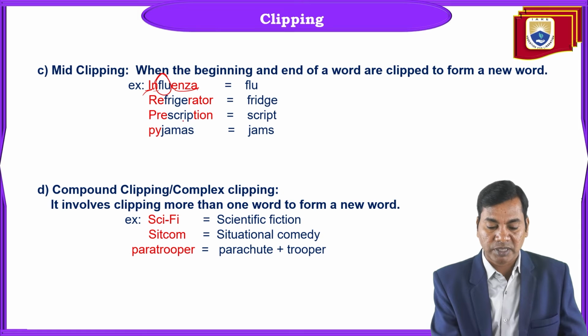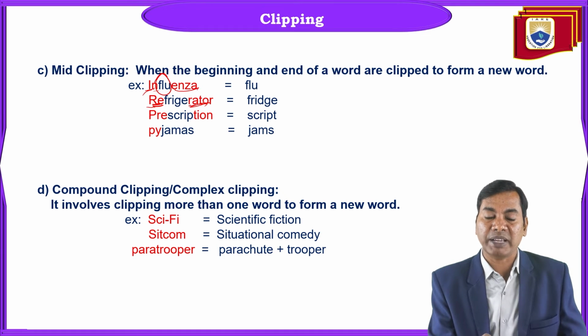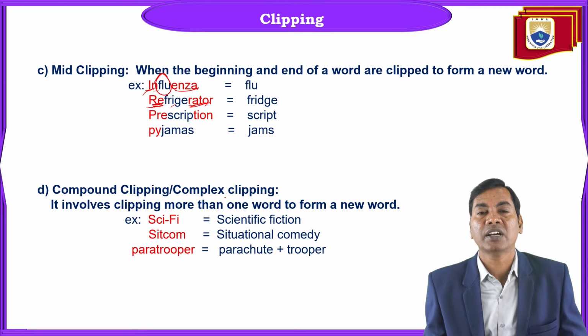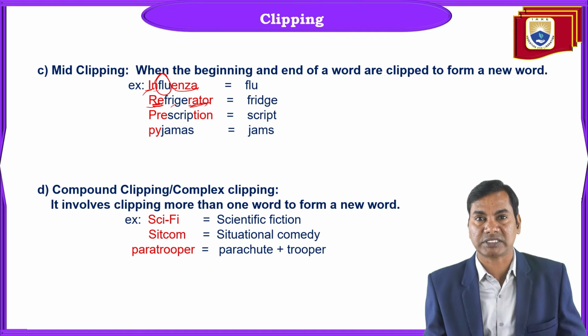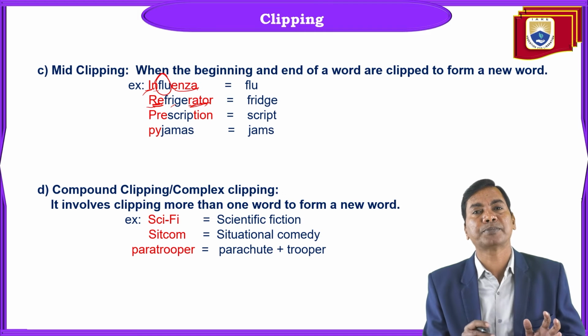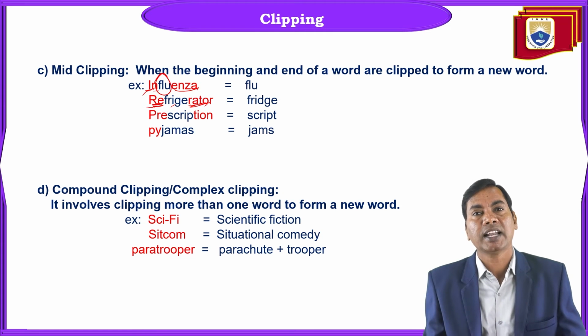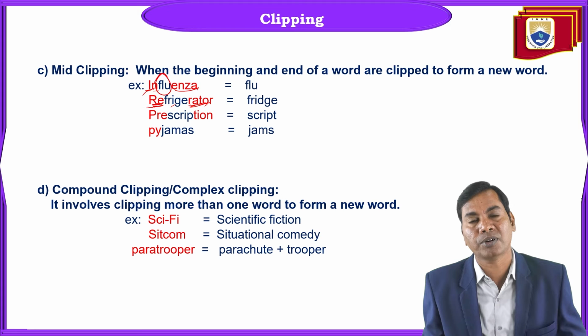Look at some more examples. Refrigerator. In this, I clipped off the front part re and the back part rator. What remains there? Fridge. Everyone says fridge. No one says refrigerator now because they think that it is a lengthy word. That's why they simply say fridge. Do you have a fridge at home? Right? No one will ask you, do you have a refrigerator at home? Because the world has been changing, language has been changing, language has been simplified for fast communication, right?